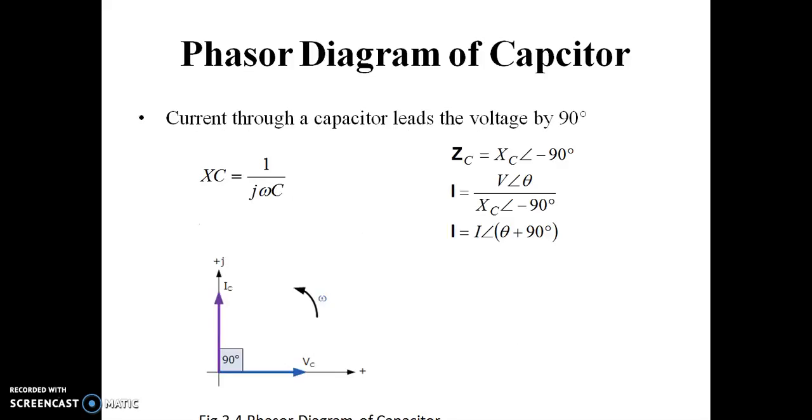Phasor diagram of capacitor. Current through a capacitor leads the voltage by 90 degree. So Xc is equal to 1 by j omega C, and current through capacitor is equal to I angle theta plus 90 degree. We can observe from figure 3.4 that the capacitive current IC leads the voltage VC by 90 degree.